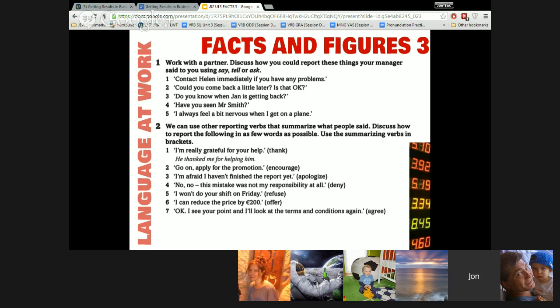So what you're going to do is take a direct statement and report it to a colleague. Before we go, let's just do the first part together. Greg did the first one. Cornell, I want you to try to report number 2. Remember, your keywords are say, ask, and tell.